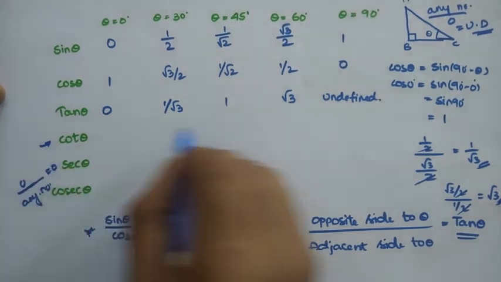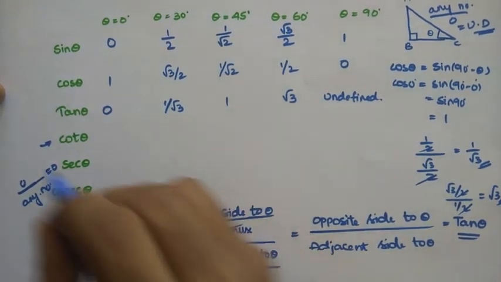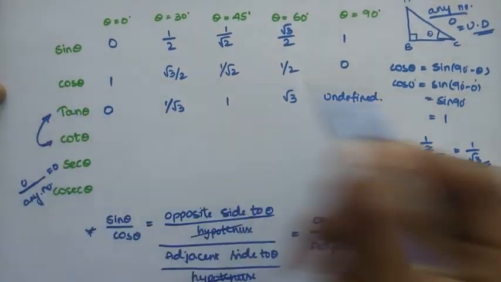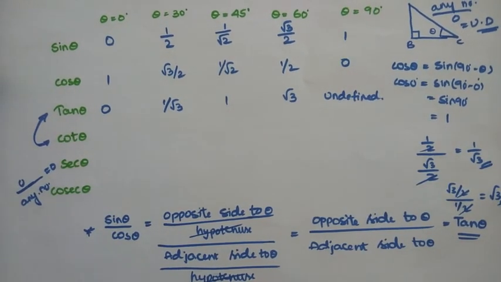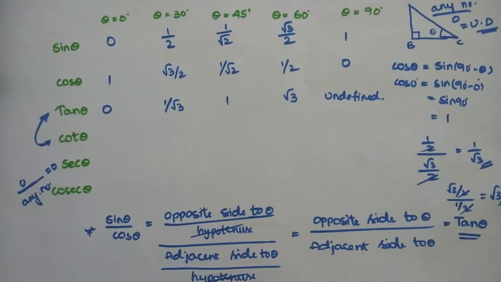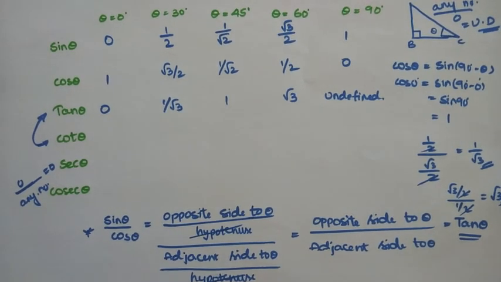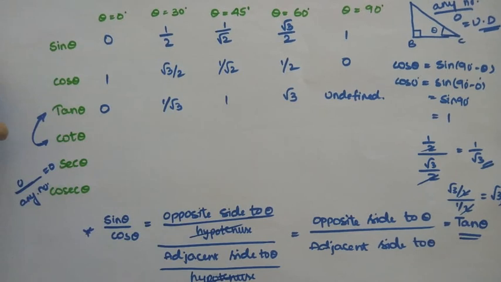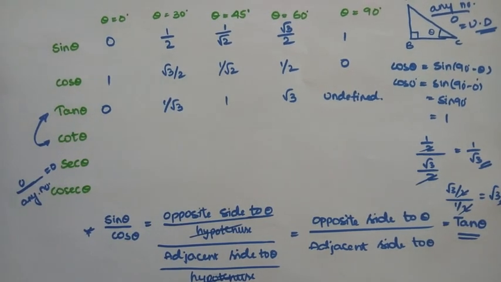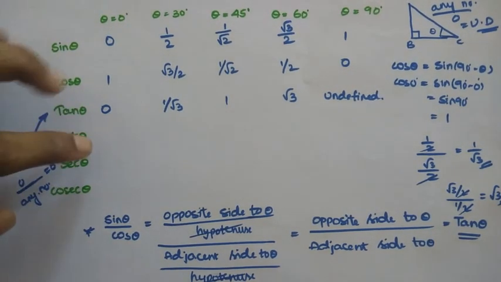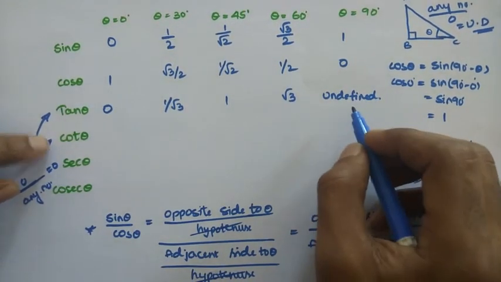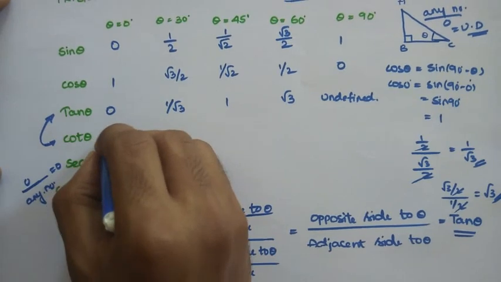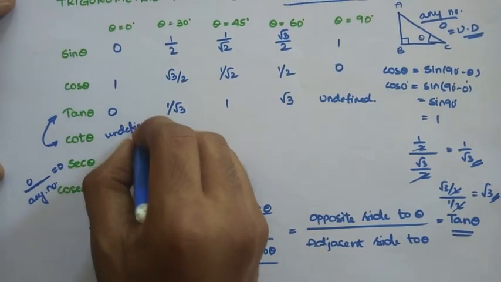Now we are going to write this cot theta. We are going to fill this now. So we know the relation between tan and cot. Tan and cot are reciprocal to each other and also complementary to each other. We can use either concept. I am going to use the complementary concept here. So we need cot 0 degrees. Cot 0 is nothing but tan 90. What is the value of tan 90? Tan 90 is undefined. So cot 0 will be undefined.